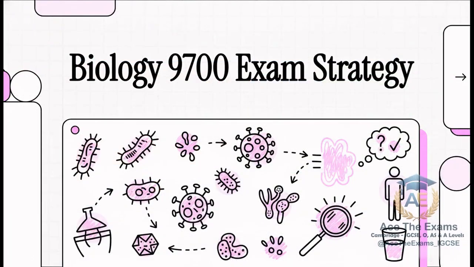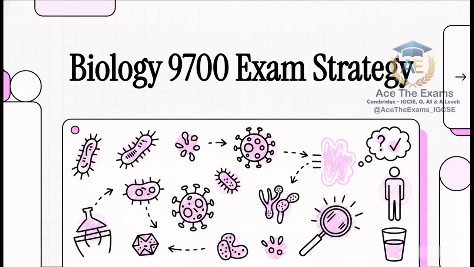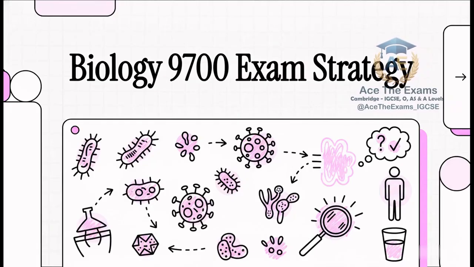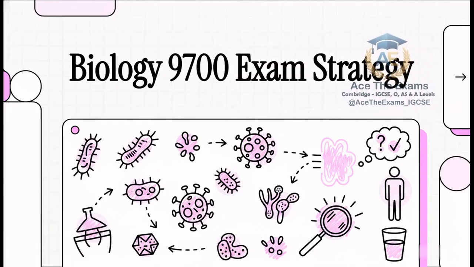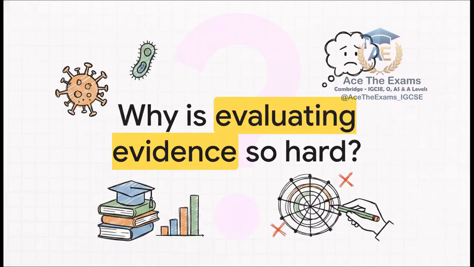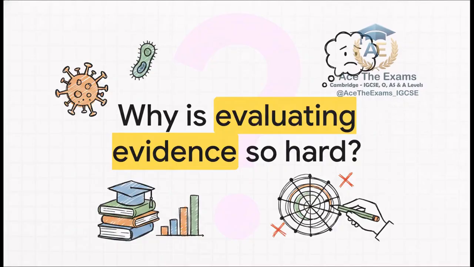We're diving specifically into Cambridge Biology 9700, Syllabus Section 10.1, Infectious Diseases. We're going to bypass all the fluff, break down exactly what examiners are secretly looking for, and show you how to secure those top-tier marks. So, let's jump right into this critical question.